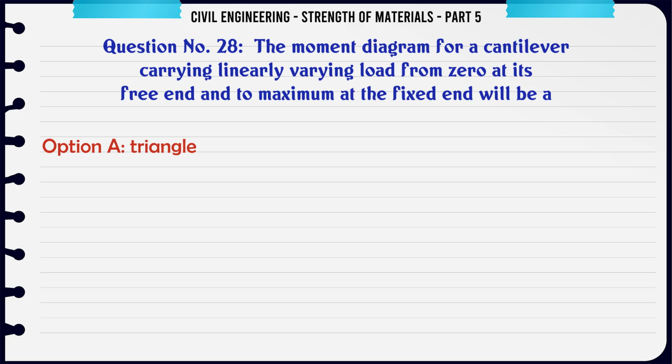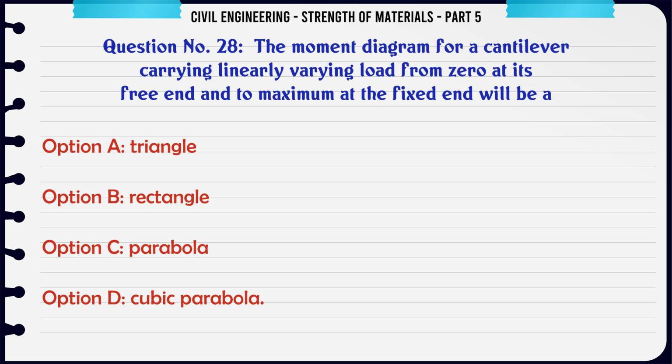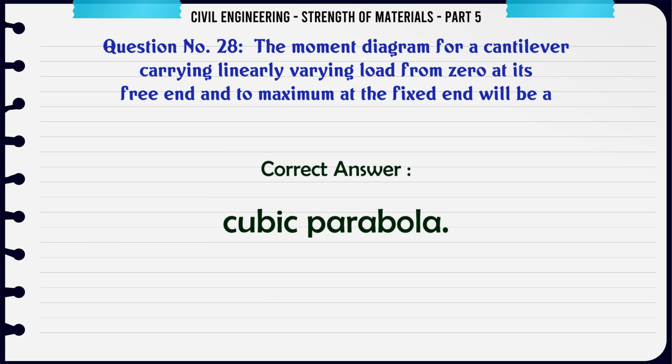The moment diagram for a cantilever carrying linearly varying load from zero at its free end to maximum at the fixed end will be A. Triangle, B. Rectangle, C. Parabola, D. Cubic parabola. The correct answer is cubic parabola.